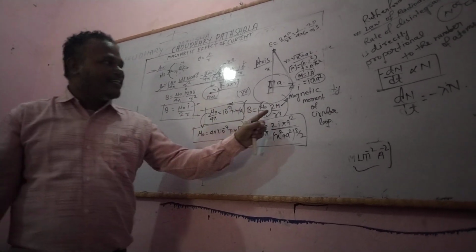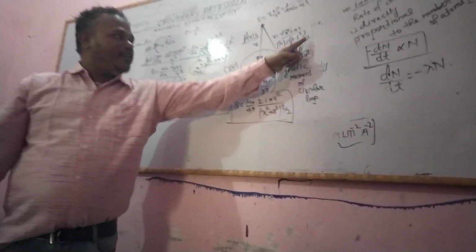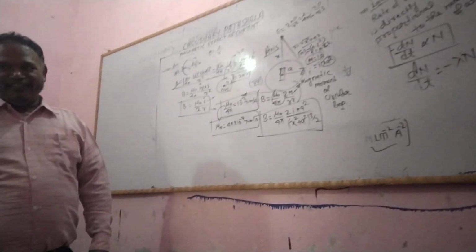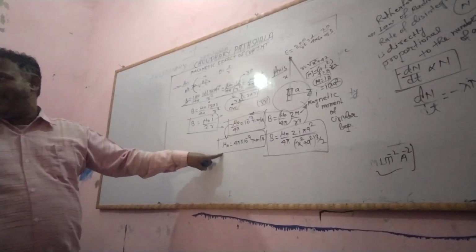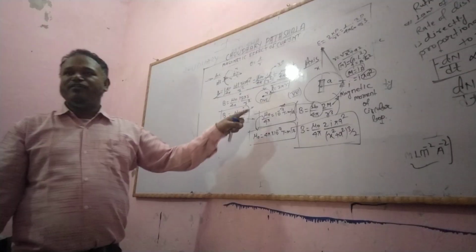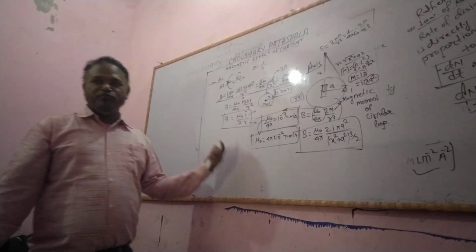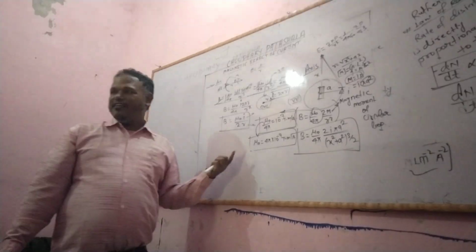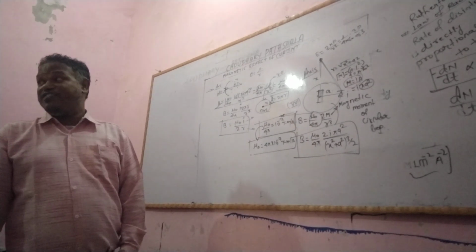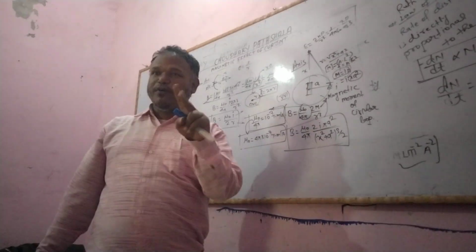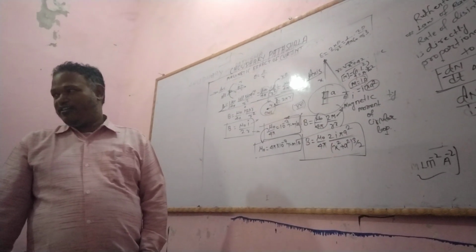Dimension of magnetic moment will be ampere into meter square. Dimension of magnetic field I have calculated from F by IL; the L will cancel, so M A inverse T to the power minus 2. And dimension of mu naught is force upon ampere square, M L T to the power minus 2 A to the power minus 2. Permeability. Don't mistake between permittivity and permeability. You should remember that. Are you understanding?